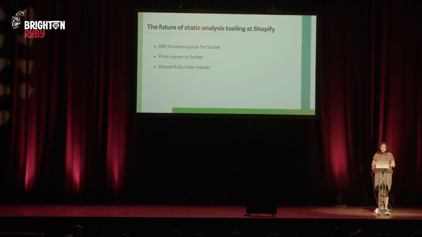So as I previously mentioned, we are finishing up the process of creating an RBS front-end syntax for Sorbet. We're also deprecating Sorbet's custom parser and replacing it with Prism, as I mentioned earlier. So this is going to set us up to make it a lot easier to support Sorbet in the future and create that more advanced tooling on top of shared foundations. Up next, we're going to work on a shared Ruby code indexer.